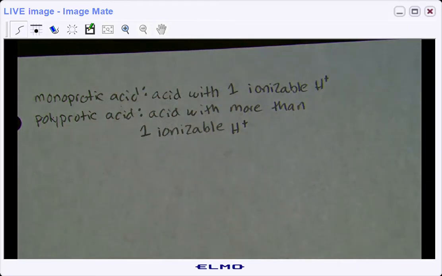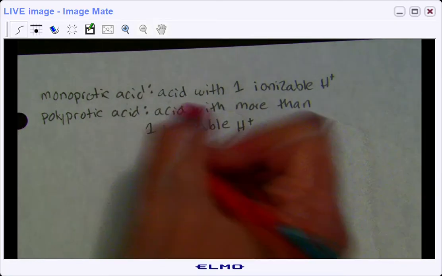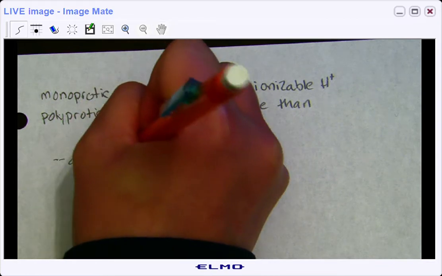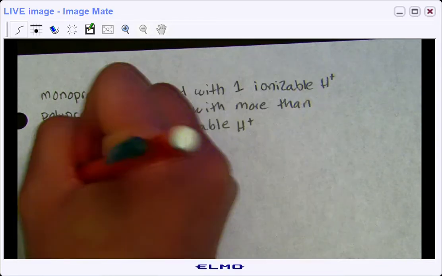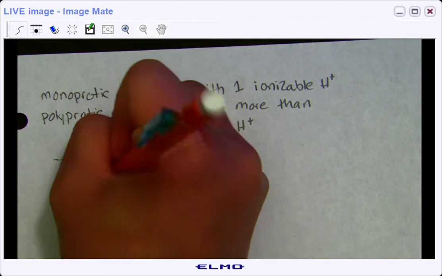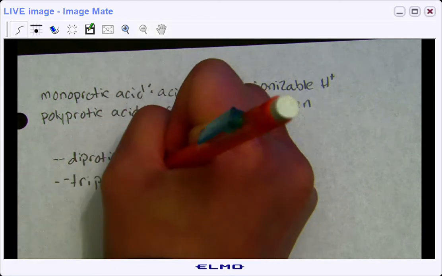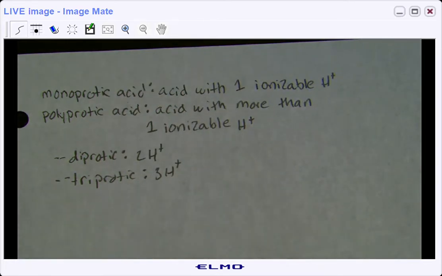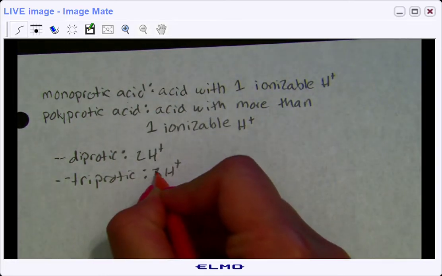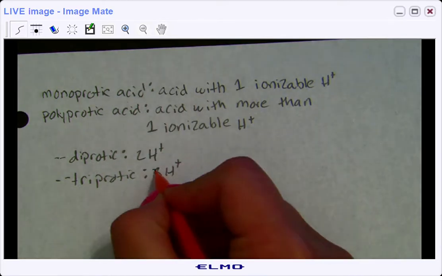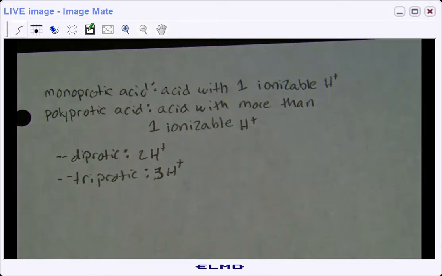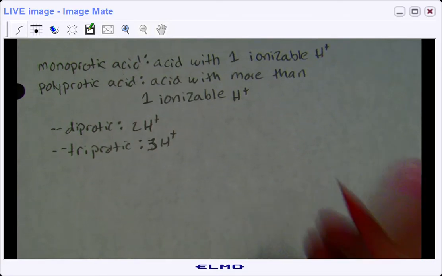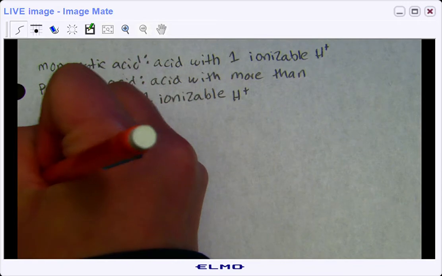And of these polyprotic acids, we have diprotic, which have two hydrogens, and we have triprotic, which have three hydrogens. Okay, so we know that our hydrogens are going to ionize when placed in water. Now these hydrogens will ionize stepwise, meaning one at a time.